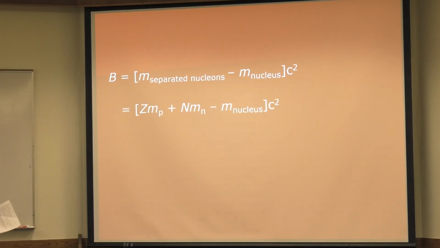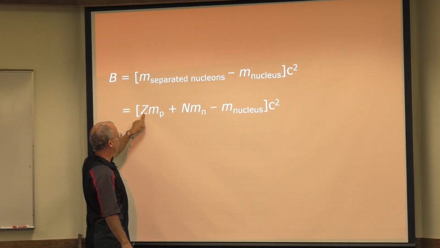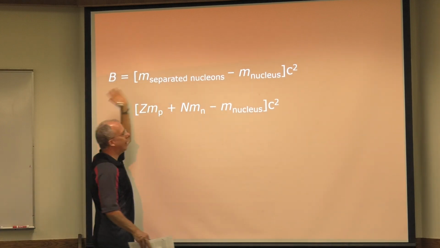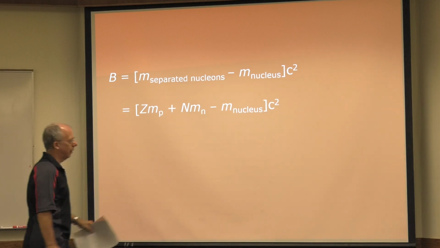The binding energy again is the mass of separated nucleons minus the mass of nucleus. That's the same thing, right? Mass of separated nucleons: number of protons times mass of proton, plus number of neutrons times mass of neutron. All right, so we got it. But again, we don't know the nuclear mass because it's not in the book.